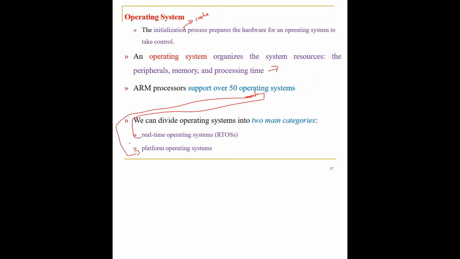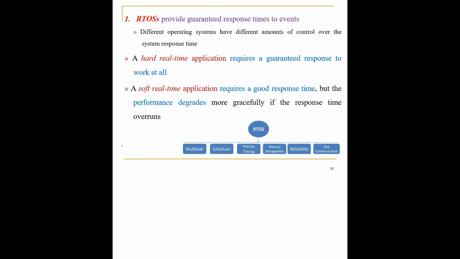If you're asking me what is a real-time operating system and a platform operating system: a real-time operating system provides guaranteed response time to events. Different operating systems have different amounts of control over the response time. A hard real-time application requires a guaranteed response to work at all. A soft real-time application requires a good response time, but the performance degrades more gracefully if the response time overruns.